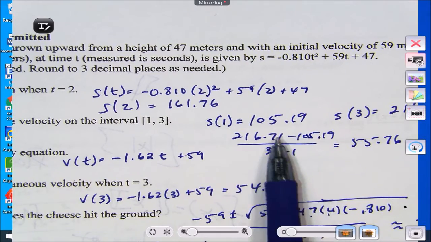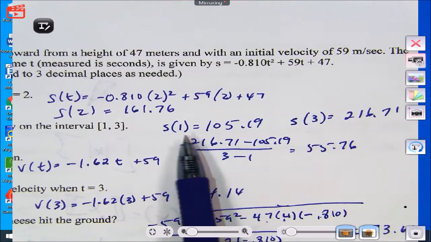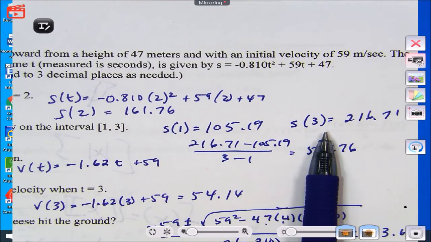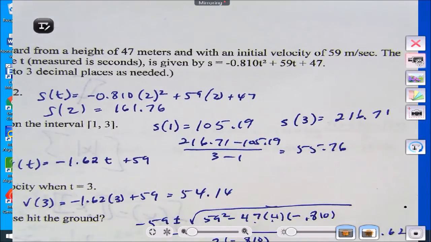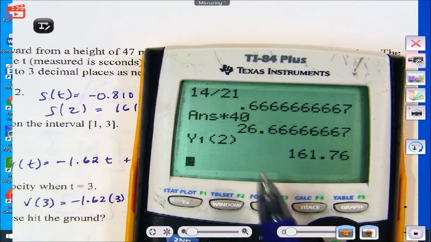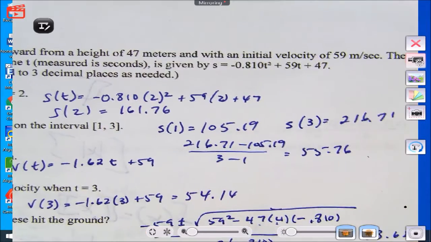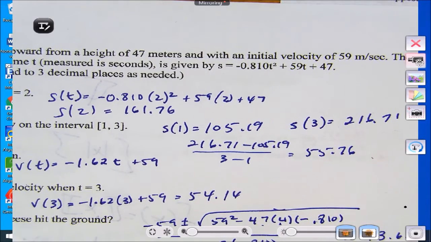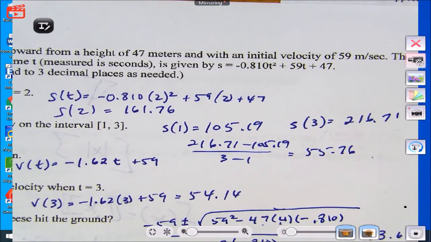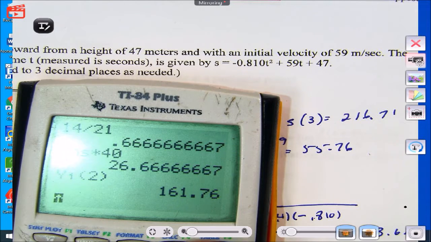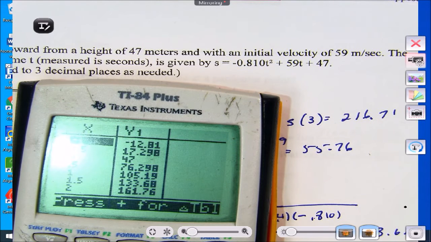Oh, here, see? You have to find S sub 1 and S sub 3. So that's what I use. I just use this calculator and that notation, and plug them all in. There are other ways to use a calculator. You can go to the table if you want.